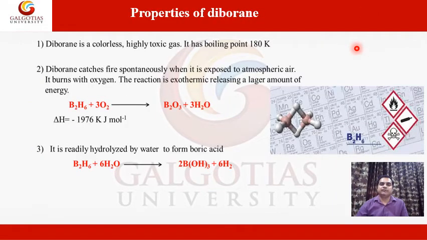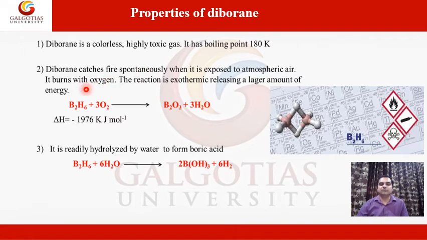Now let's come to the different properties of diborane. First, diborane is basically a colorless, highly toxic gas which boils at 180 Kelvin. And it can easily catch fire when it comes in contact with air, as we have already discussed. The lower members of borane clusters are highly reactive in nature, because diborane is the simplest known boron hydride cluster, so it can easily catch fire when it comes in contact with air.